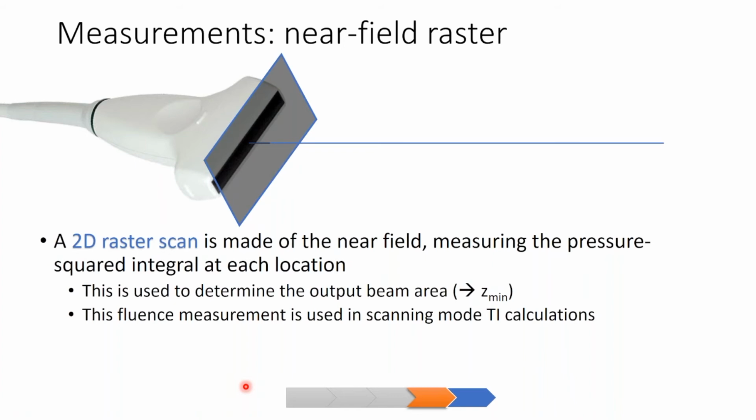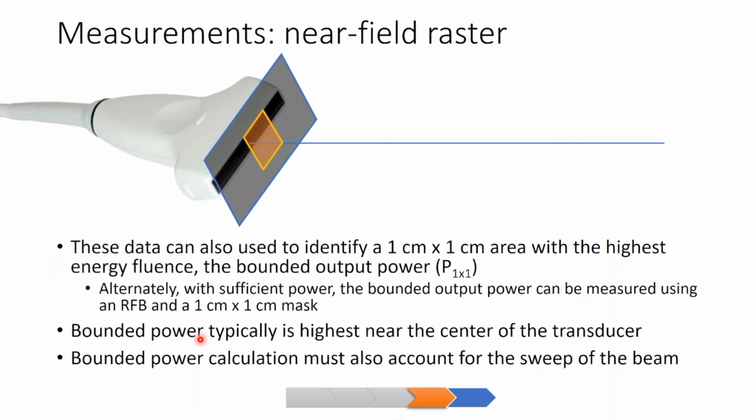And this is used for a few things. First, the total area of the output beam area goes into the calculation of Z min, which is the value we use later to establish where we should look for the peak for the thermal index. And also we can measure the fluence through this field, and that's used in scanning mode TI calculations.